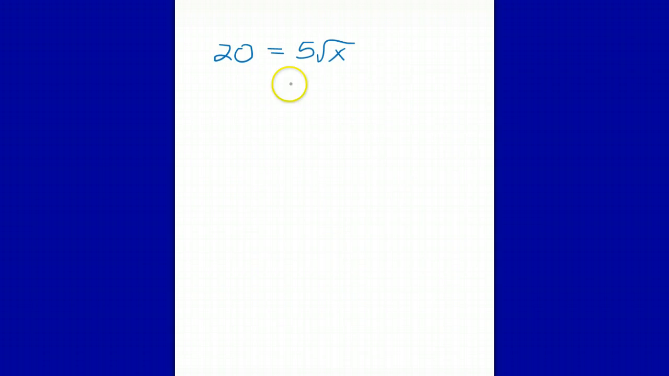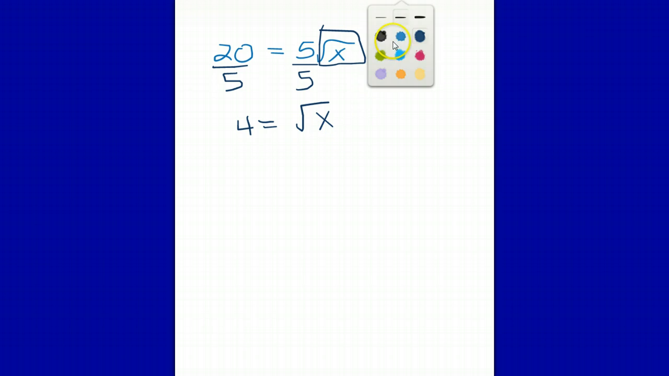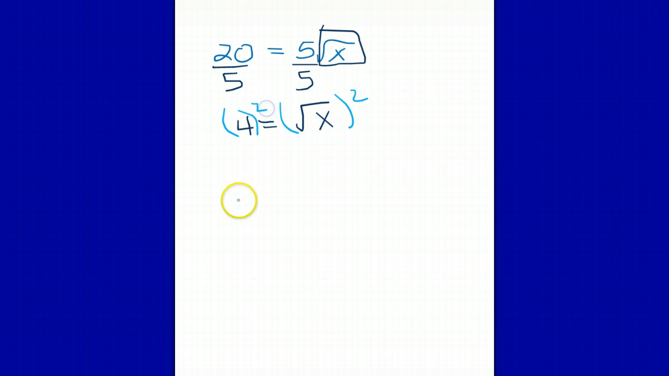Okay, next one. Again, you try to get the square root, this part of it, by itself. So in order to do that, I want to divide by 5, because that's how that 5 is attached to that square root. So I get 4 is equal to the square root of x. Once I have that, I'm going to square both sides, like this. Okay, and I get 16 is equal to x.